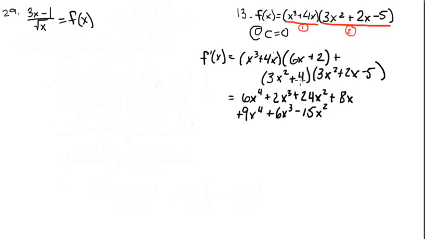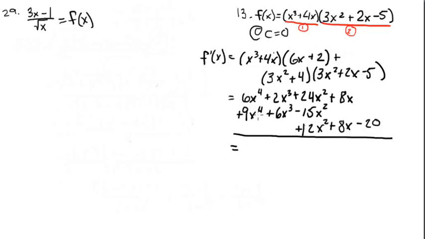Then finally I have this constant of 4 multiplied to each one of these. So 4 times 3x squared is plus 12x squared. 4 times 2x is plus 8x. And then 4 times minus 5 is minus 20. I'm going to draw a big line right here and tally up my like terms.